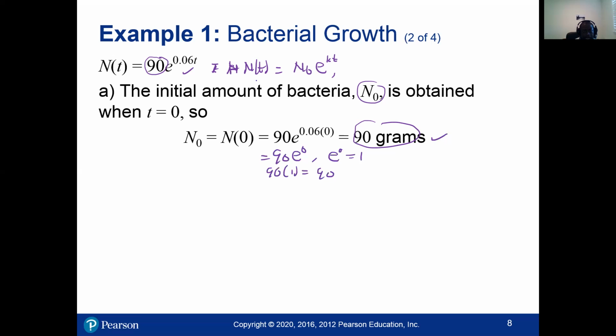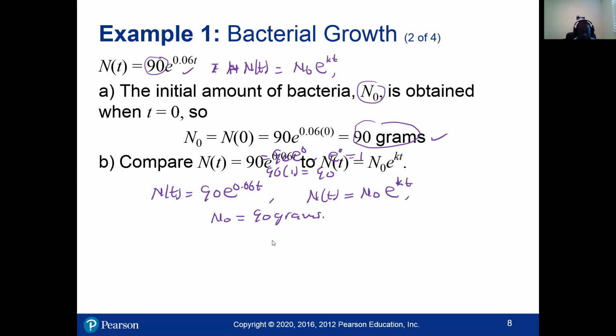Or if you compare this, N of t is equal to 90 e^(0.06t). If you compare this with the general function N of t equals N of 0 e raised to kt, you notice that your initial amount N of 0 must equal 90 grams.